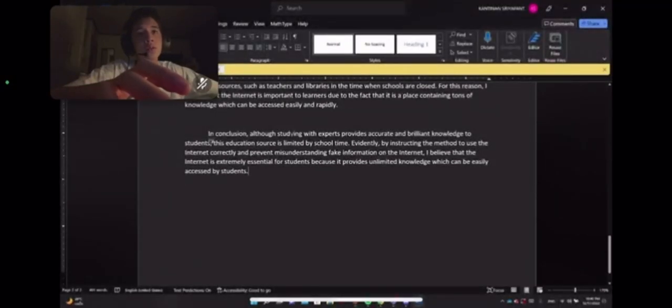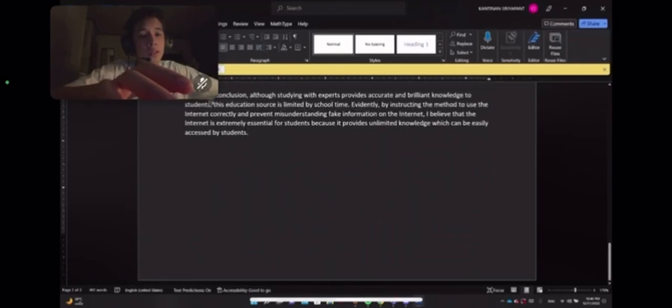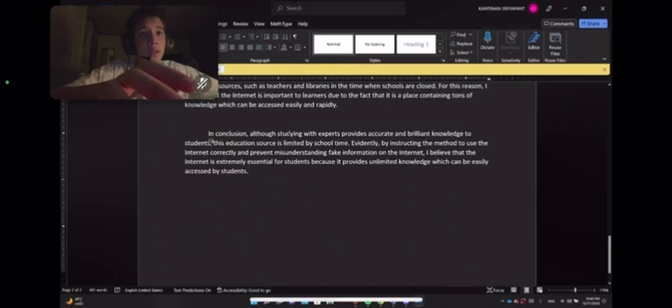Alright, so the last one is the conclusion. What we should do in the conclusion passage is to summarize the ideas which have been said above, and then just tell the reader what you feel or what your opinion is towards the topic. Personally, I believe that the internet is extremely essential for students. So this is the conclusion that I drew from the earlier discussion.